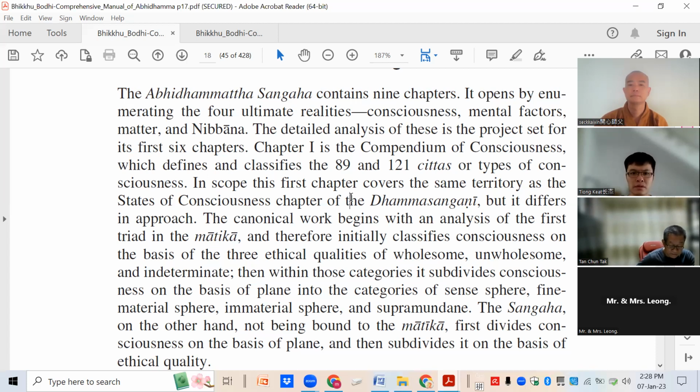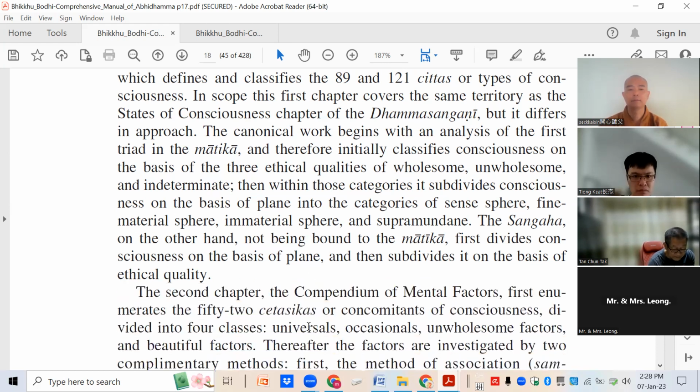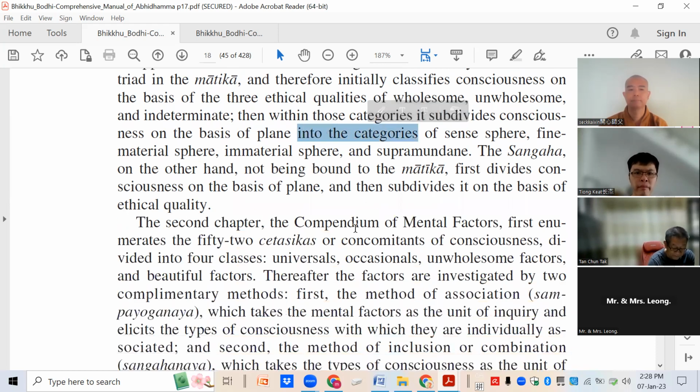These first chapters cover the same territory as the states of consciousness chapter of the Dhammasangani, but it differs in approach. The canonical work begins with an analysis of the first triad in the Matika, and therefore initially classifies consciousness on the basis of the three ethical qualities of wholesome, unwholesome, and indeterminate. Then within those categories, it subdivides consciousness on the basis of plane into the categories of sense sphere, fine-material sphere, immaterial sphere, and supramundane. The Sangaha, on the other hand, not being bound to the Matika, first divides consciousness on the basis of plane and then subdivides it on the basis of ethical qualities.